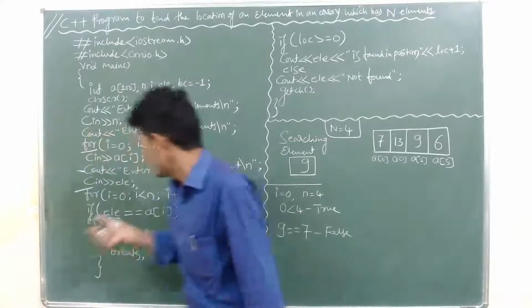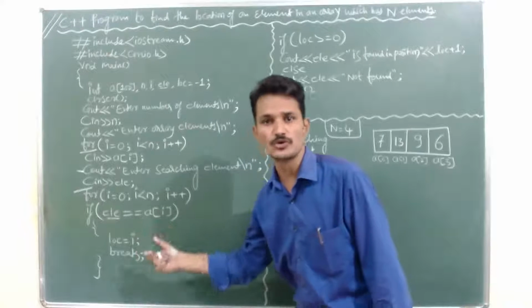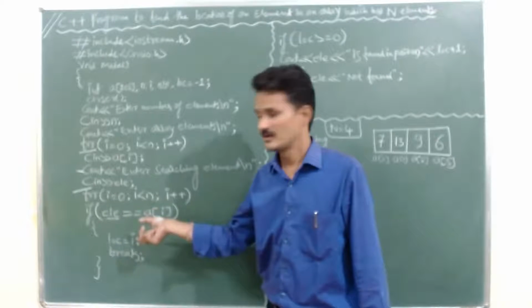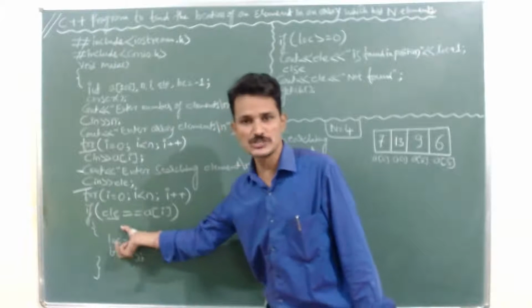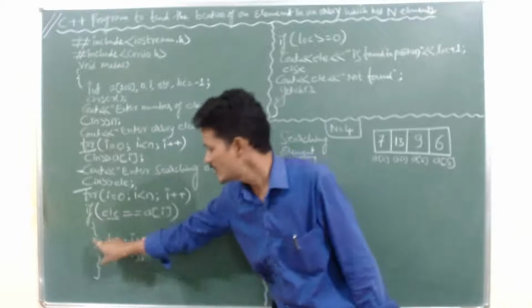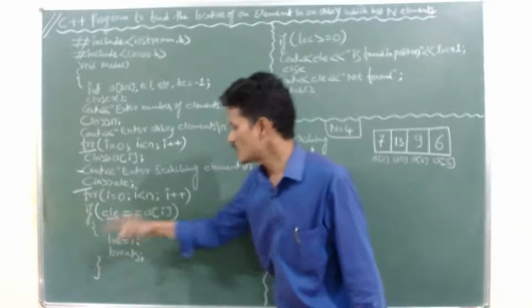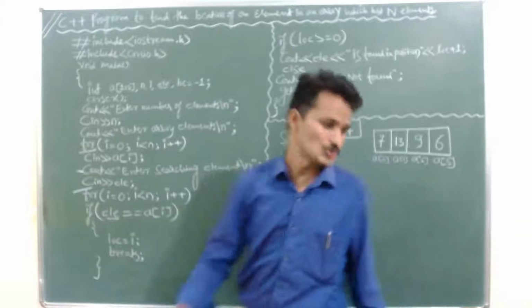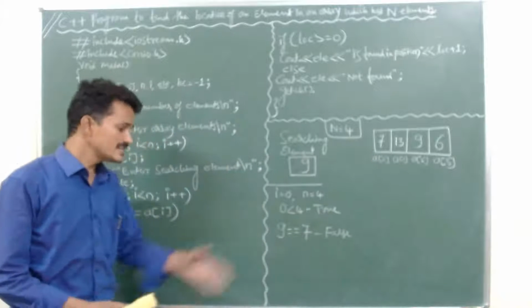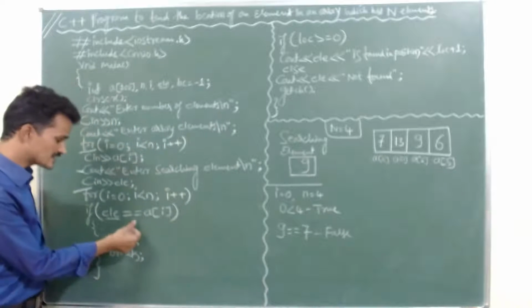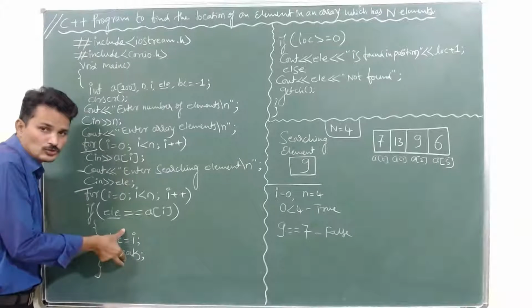Have a look here. These two sets of statements will execute only when the condition is true. When the condition is true, we'll execute these two sets of statements which are written in a pair of flower brackets. So our condition is false. 9 is equal to 7, condition false. When this condition is false, it won't execute these two statements.